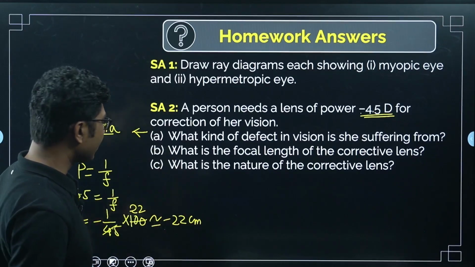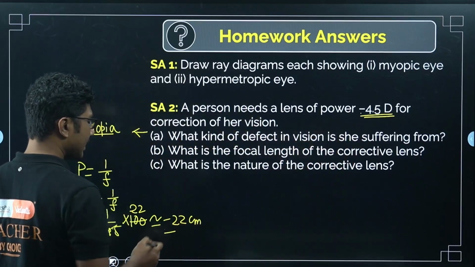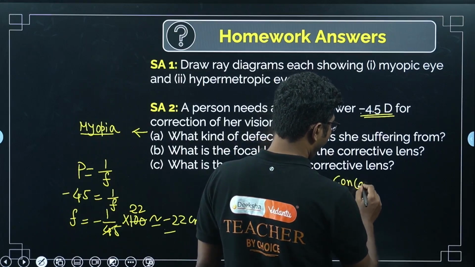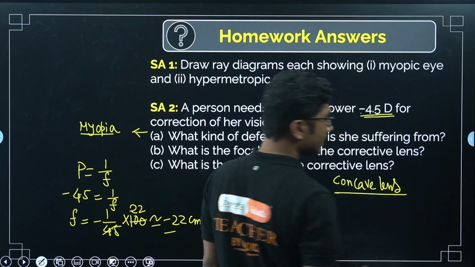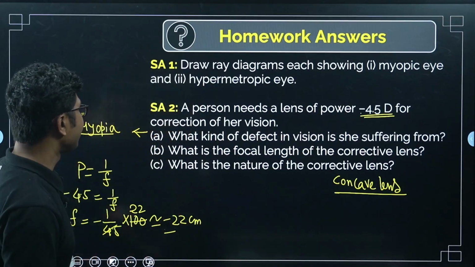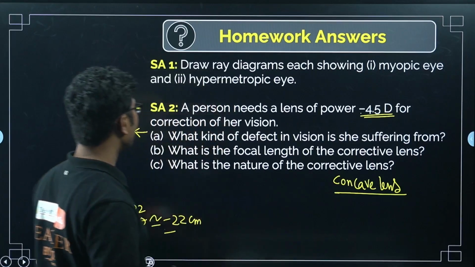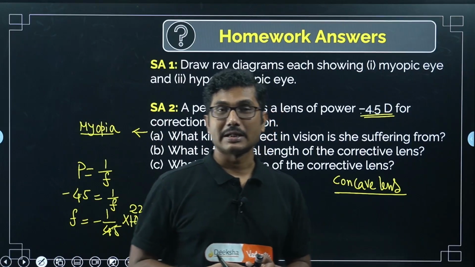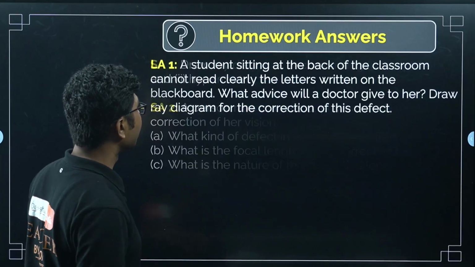What is the nature of the corrective lens? Obviously power is negative, even focal length is negative, so that means it is a concave lens. Okay, the nature is concave lens. Simple question. It's a kind of case based question. Even though it is mentioned short answer type, it is not super short answer type, you can consider it a long answer type only.